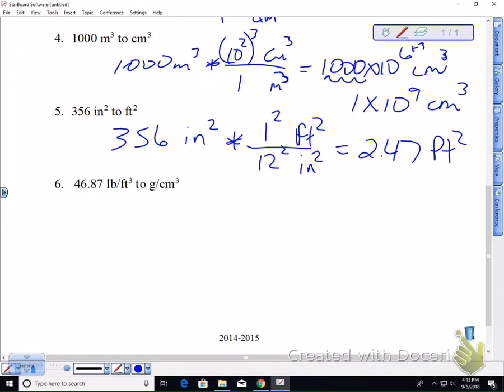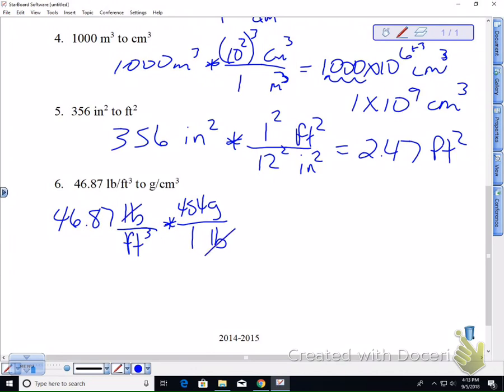And then finally, in number 6, we have multiple units. So we have 46.87 pounds per cubic foot. And we're going to convert that into grams per cubic centimeter. Let's take care of the grams first. So we'll put pounds on bottom, grams on top. Here's a conversion factor that I'm not sure you have on our list from class. There are 454 grams in a pound, so that takes care of that.